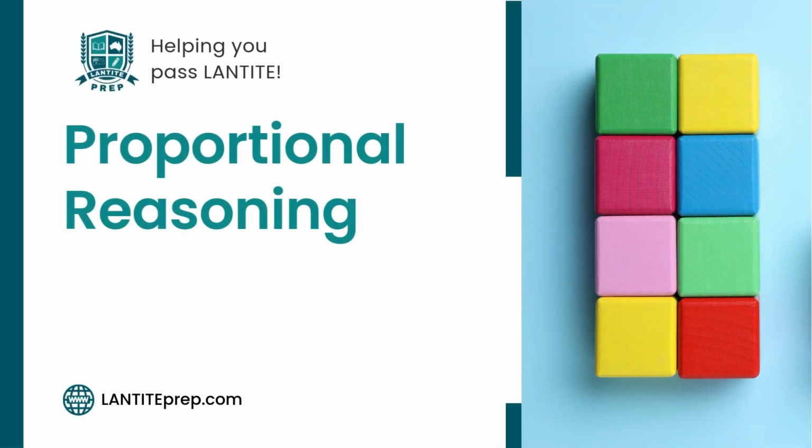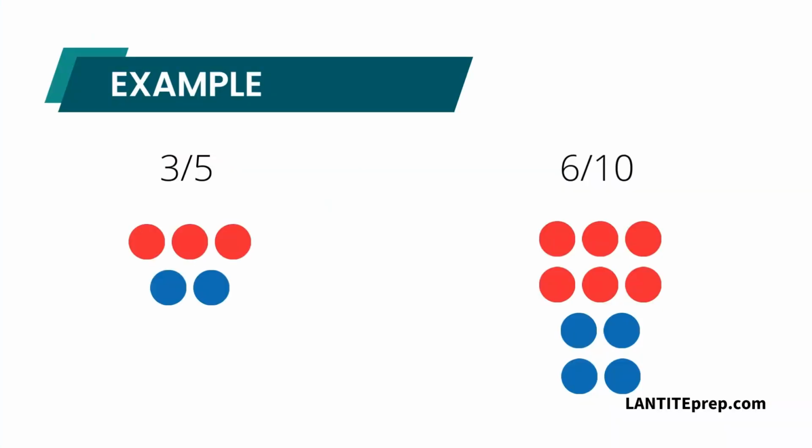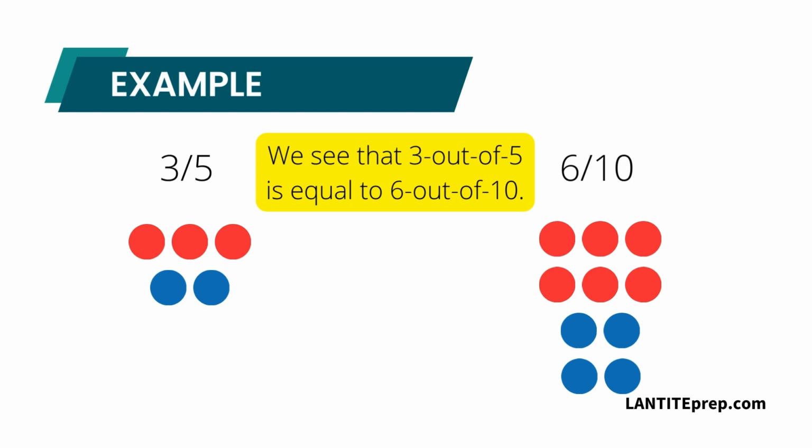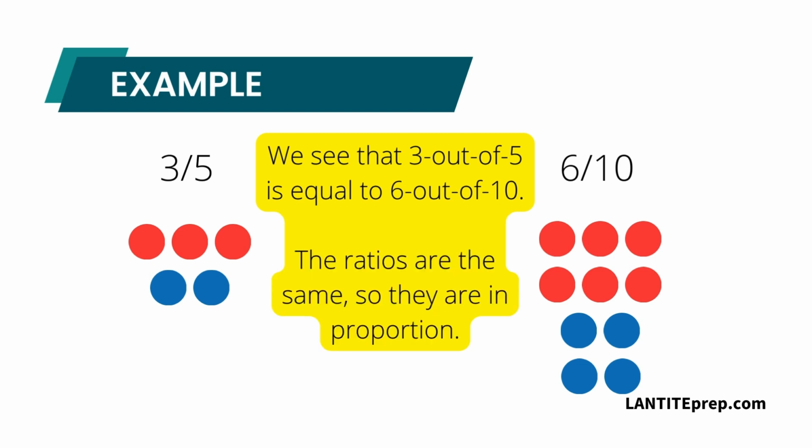Proportional reasoning is a key topic on the LANTITE exam. Let's go over what you'll want to know for test day by starting with an example. Here we have representations of 3 out of 5 and 6 out of 10. Furthermore, we see that 3 out of 5 is equal to 6 out of 10. The ratios are the same, so they are in proportion.